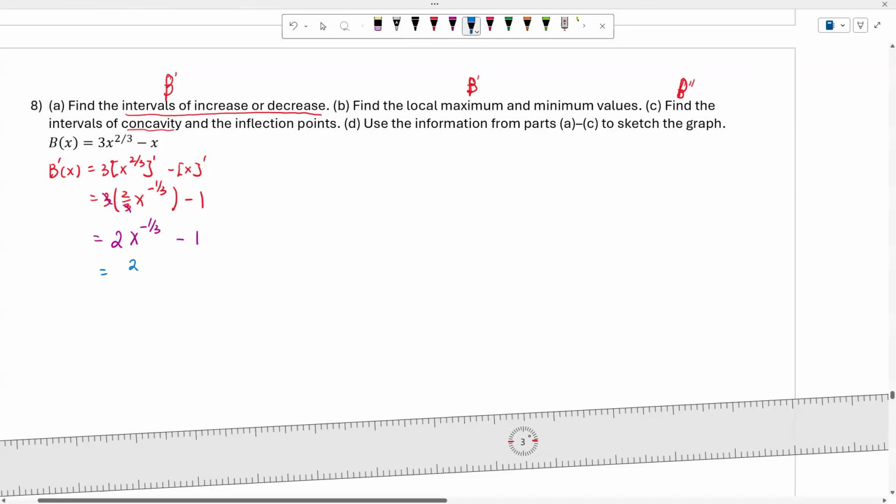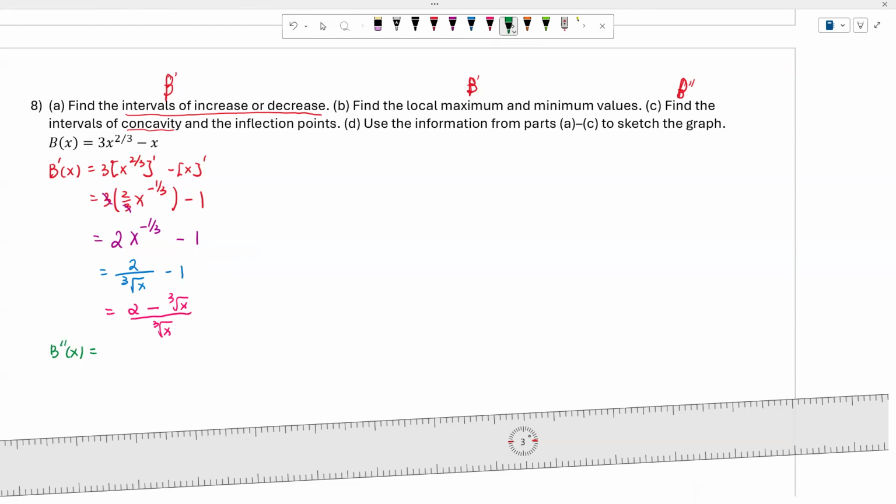Maybe we could rewrite this into 2 over cube root of x, minus 1. Or we could rewrite this into the form 2 minus cube root of x, over cube root of x. Now this is actually easier for me to find the critical numbers. And then now we try to find the b double prime, the second derivative.